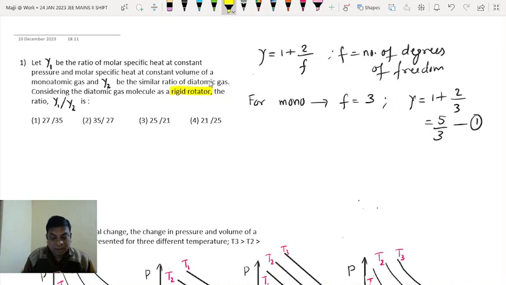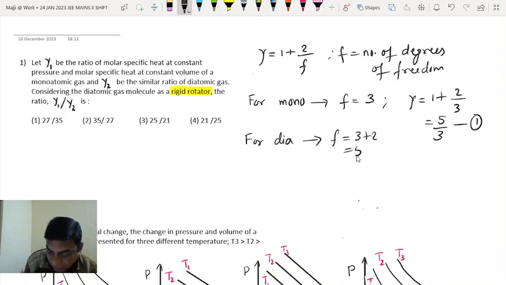Now here a diatomic gas molecule is just like a dumbbell, the atoms remain bonded. At sufficiently high temperatures, they start vibrating, so additional degrees of freedom become activated, but all those things have to be ignored as per the question, because it has been clearly mentioned that we have to treat it as a rigid rotator. So that means we consider only the translatory and rotatory degrees of freedom, and they are 3 plus 2, that is 5 altogether.